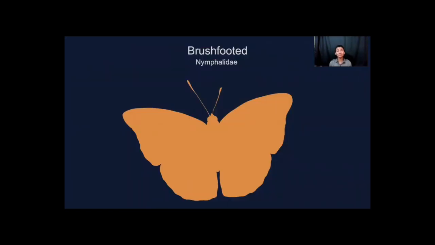Next family, it's called the brush-footed family. These are usually medium-sized butterflies. They get their name because the front pair of legs, the first pair of legs, are modified into small bristles like brushes. So when you see this butterfly, you see only 4 legs instead of 6. This family also has some very, very interesting stories within its species. Let's look at a few.